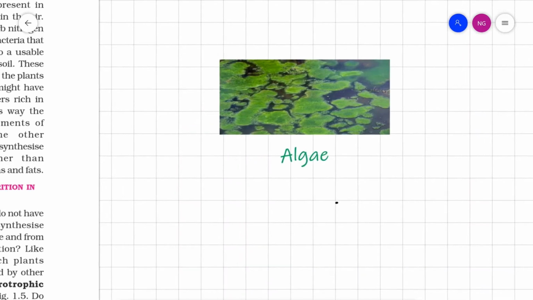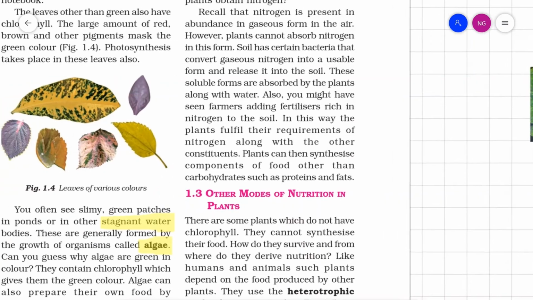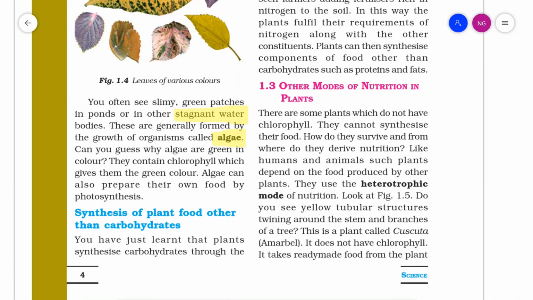So this algae will be green in color. Do you know why the algae are green in color? It is because of chlorophyll. Hence, algae can also prepare their own food.